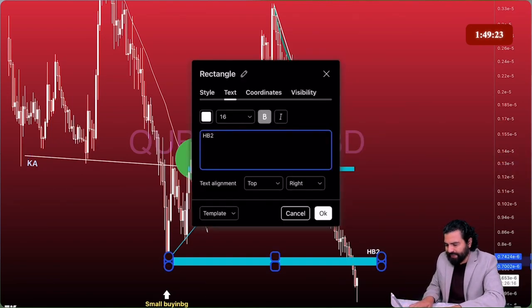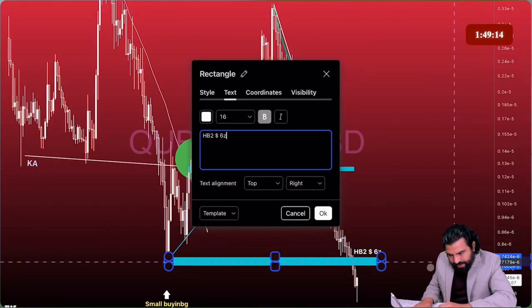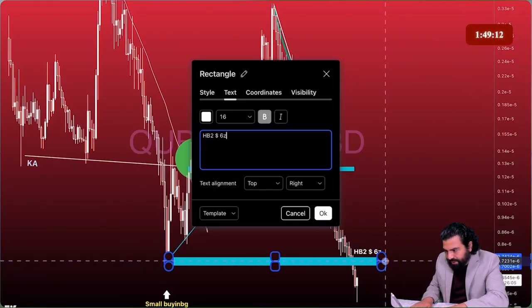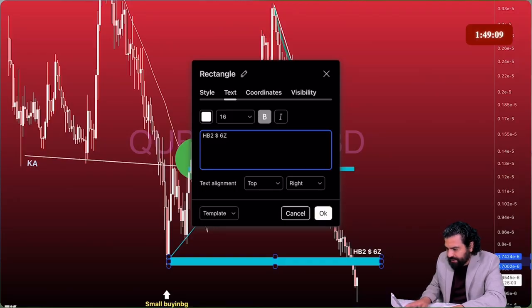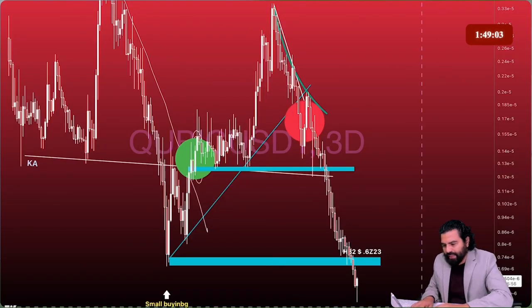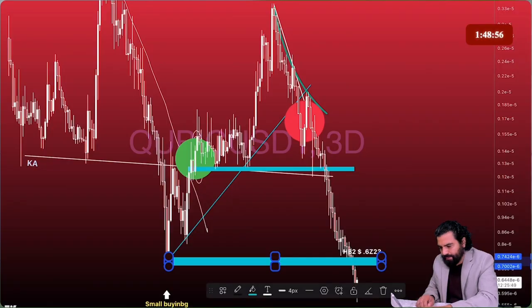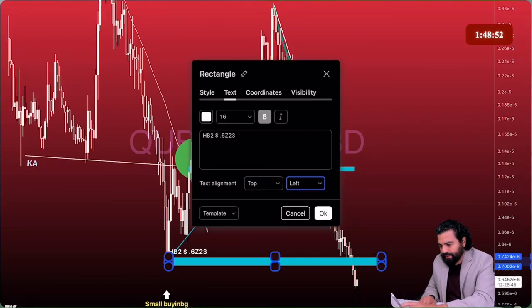HB2, and I'm going to put the price at 6Z for 6 zeros, 74. Oh, sorry, the average, I'm going to give you the average, 23. 6Z, 23. So that's a lot of zeros. All right. And left, bottom.